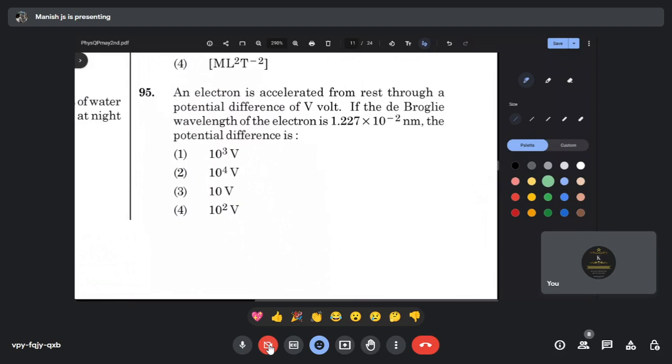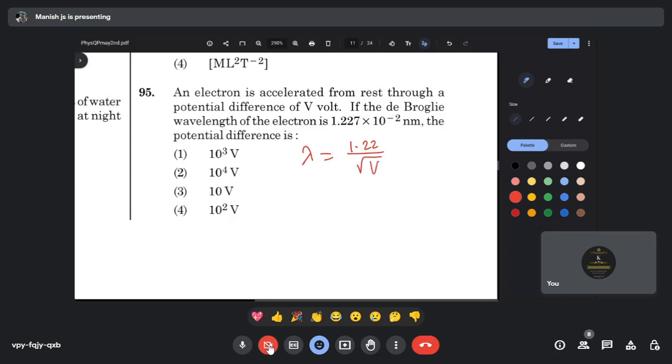An electron is accelerated from rest through a potential difference of V volts. If the de Broglie wavelength of the electron is 1.22 into 10 power minus 2 nanometers, what is the potential difference? So what is the relationship between potential and wavelength? The relation with de Broglie's wavelength can be written as 1.227, or 1.22 if you are going for approximation, divided by root V.